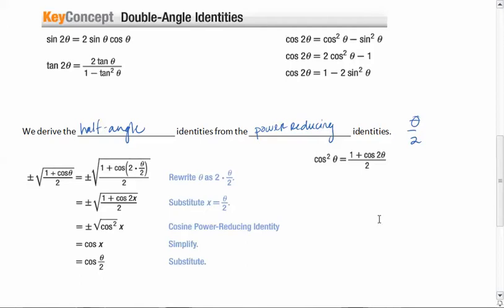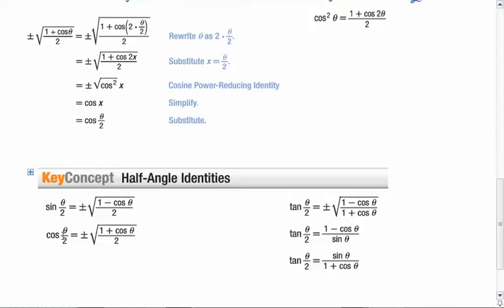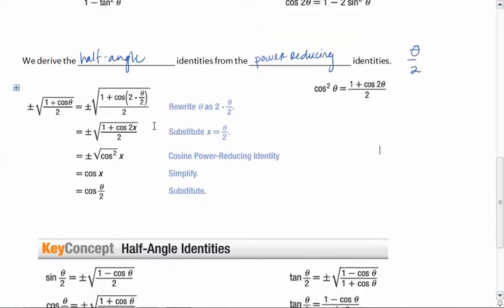So we have, for example, our cosine theta over 2 equals plus or minus the radical of 1 plus cosine theta over 2. So we're going to try to prove this. We're going to start with this 1 plus cosine theta over 2 all under the radical, and we're going to prove that it's equal to cosine of theta over 2. So the first thing we can do is rewrite this as, instead of just cosine theta that we had in here, we can write it as 2 times theta over 2. We're just going to call this theta over 2 our x for now, and we'll come back to it later.